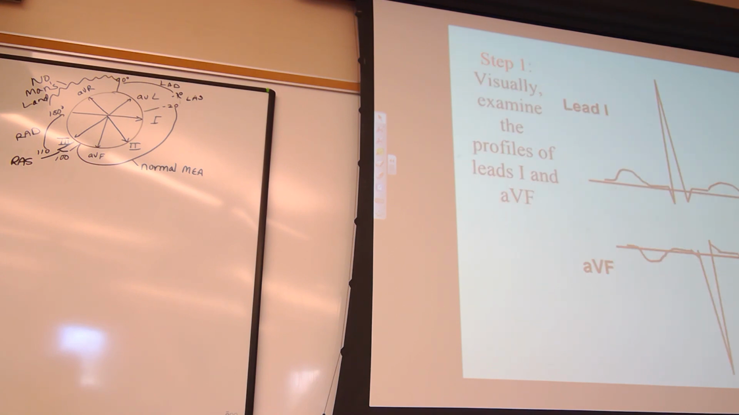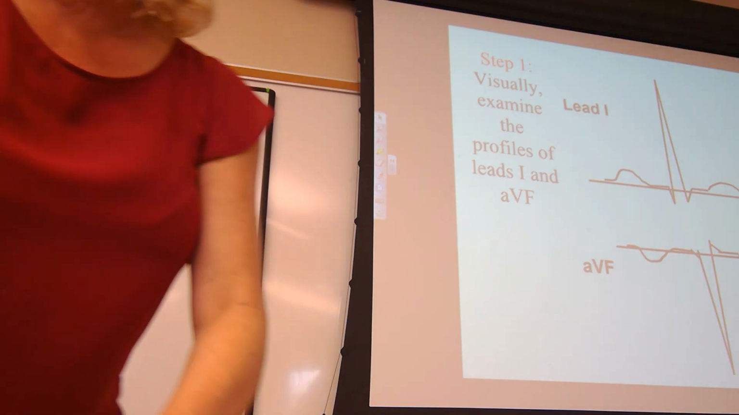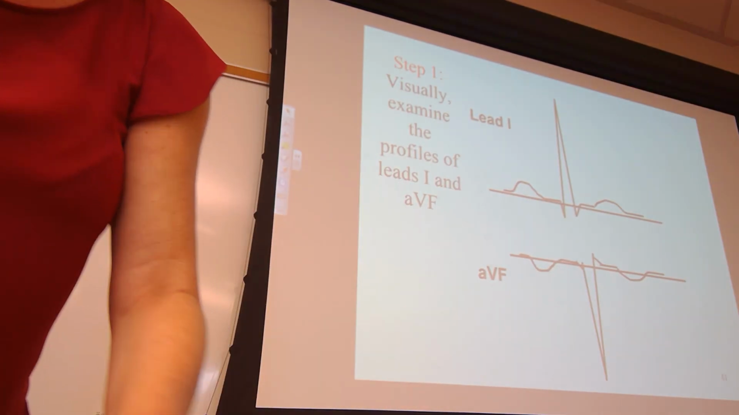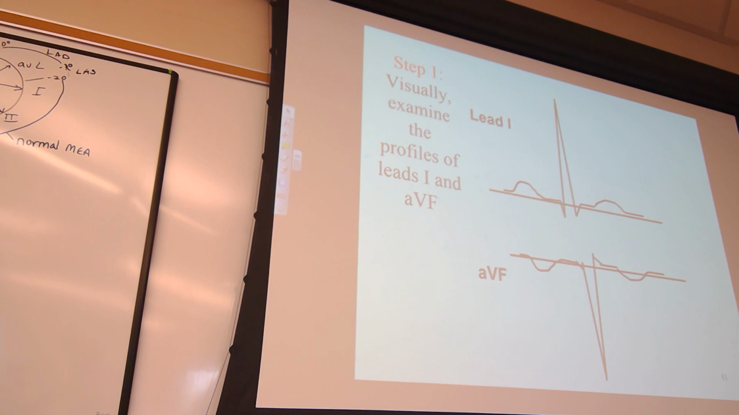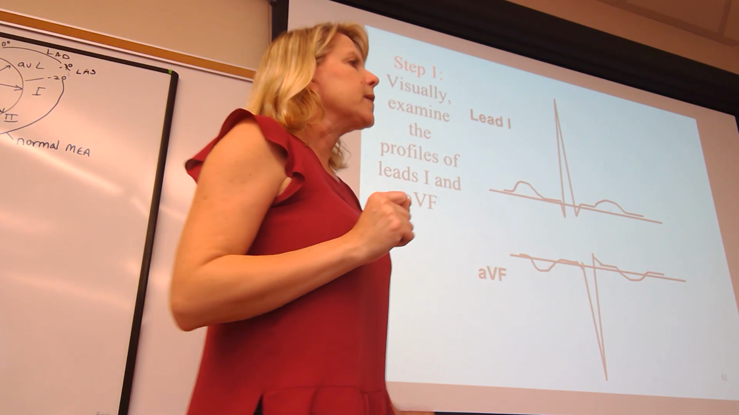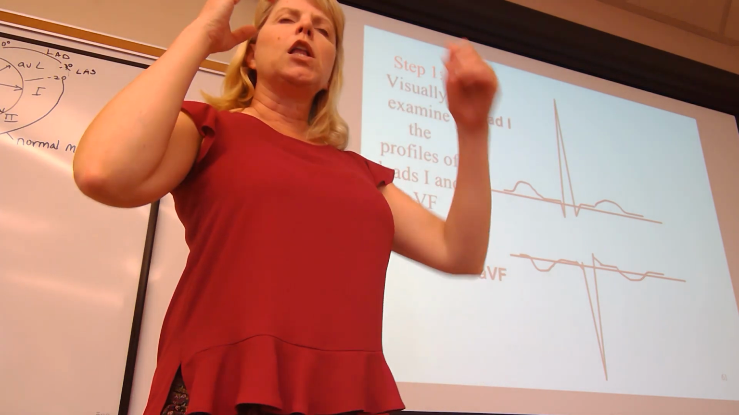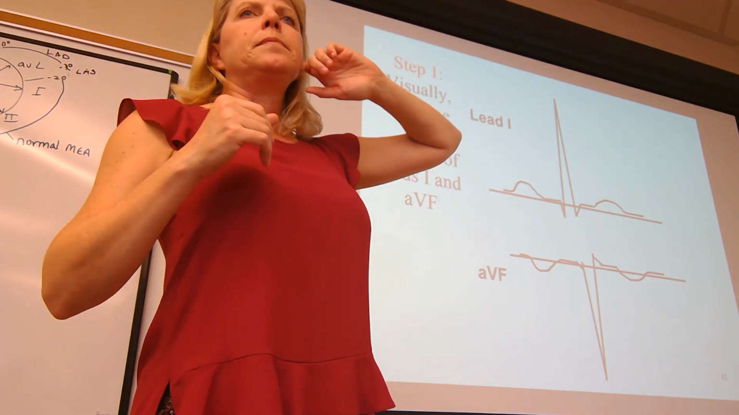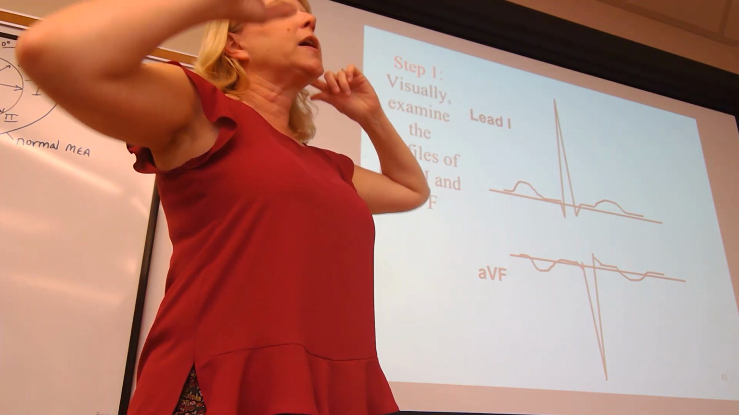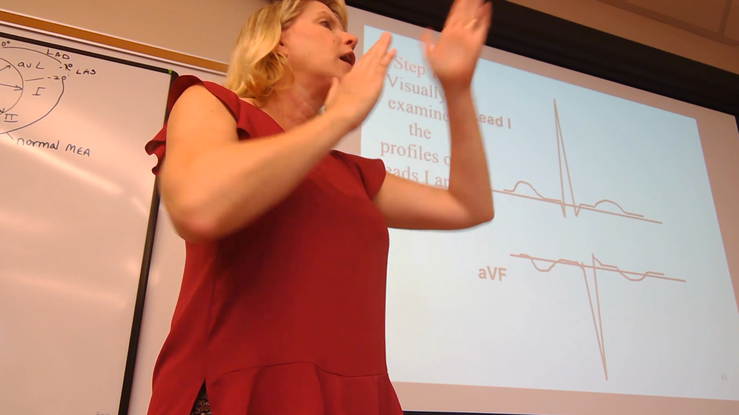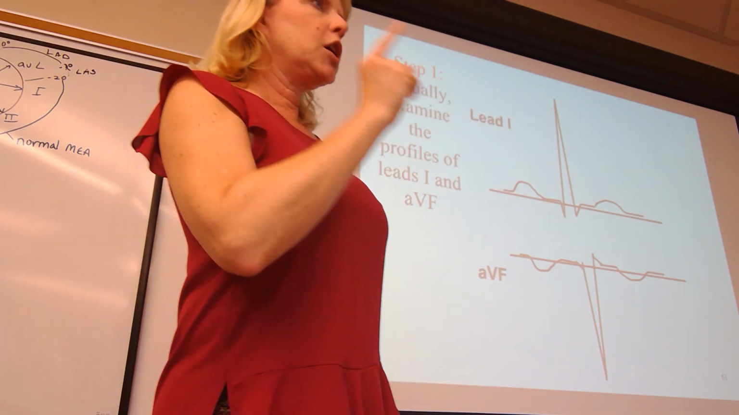For this set of examples, I am going to use lead 1 and AVF. Clearly, it will cut my circle into 4 equal quadrants. You don't have a ruler. You don't have a compass. Simply look at lead 1. Look at the R and look at the S. Remember, we look at R and S, not Q.